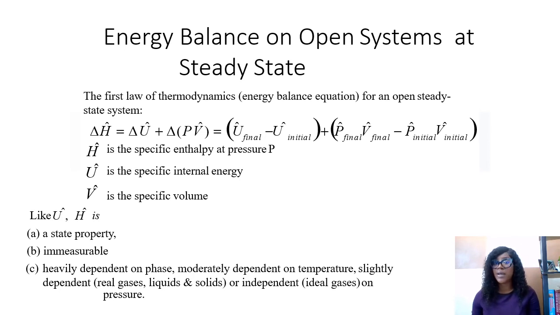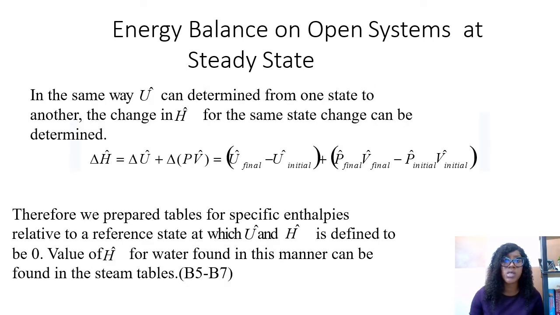It's moderately dependent on temperature and slightly dependent on whether it is a real gas, liquid, or solid. And it's independent of pressure for an ideal gas. So in the same way that the internal energy can be determined from one state to another, the change in enthalpy can be determined from one state to another as well. So when we're looking at our first law, delta H is equal to delta U plus P delta V, we are looking at it from a state perspective, meaning a final and an initial perspective, right?